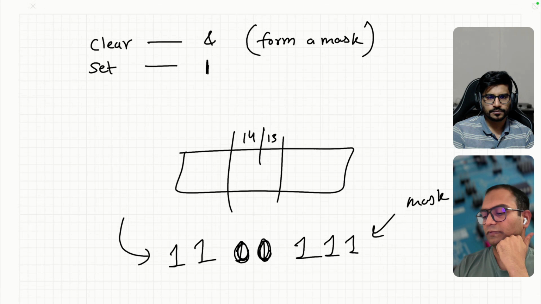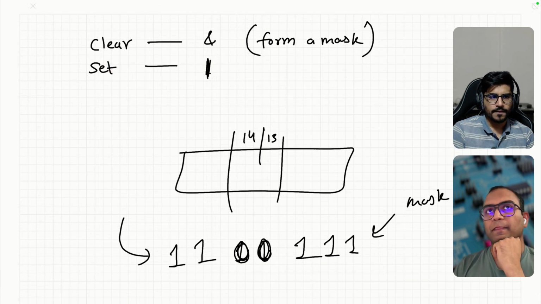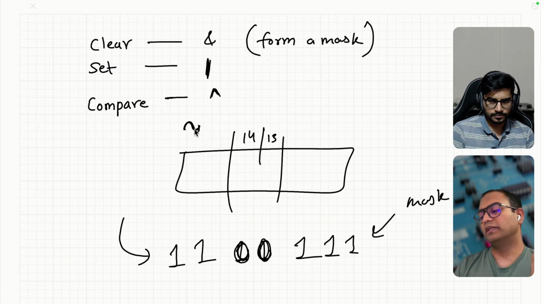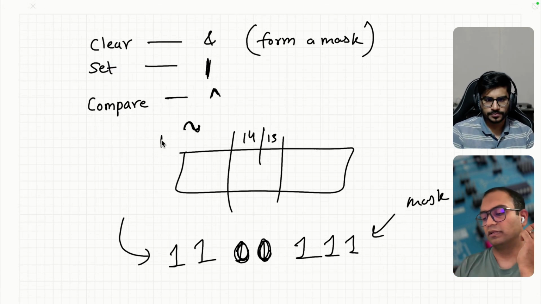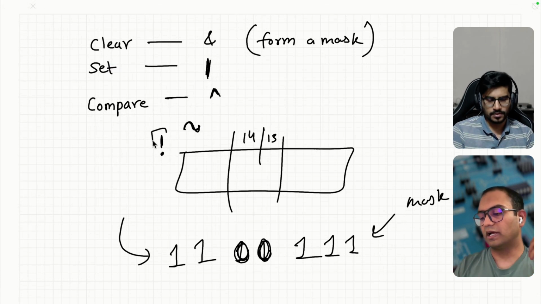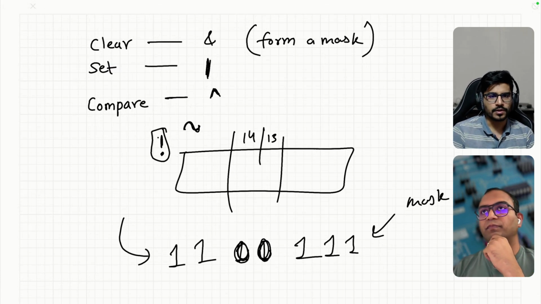Okay, to set, we use the OR operation. If you want to compare two variables or two values, you'll use XOR. Then negate. Negation of all the bits is tilde. Negation of the sense, whether the variable value is non-zero or 0, is the exclamation mark.